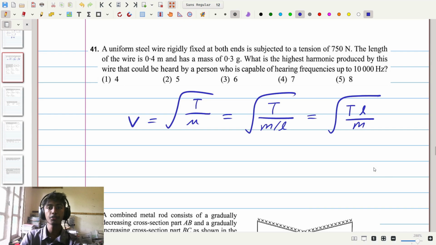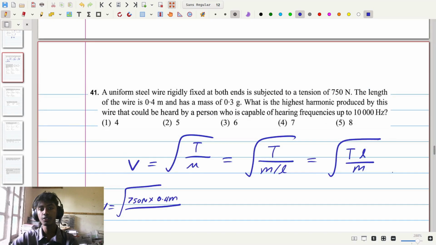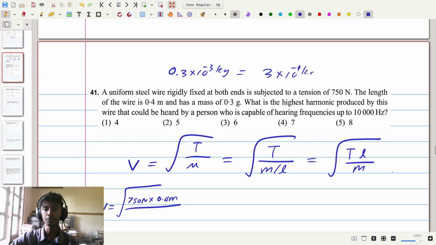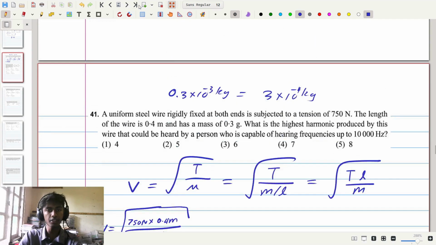Now according to that, for this stretched wire, v is equal to the square root of tension, or 750 newtons, times the length of 0.4 meters divided by the mass, which is 0.3 grams, or converted to SI units, 0.3 times 10 to the minus 3 kilograms, or 3 times 10 to the minus 4 kilograms. So substituting in, we get this as the answer for the speed of sound in the wire. Since we used SI units, the answer will be in meters per second.